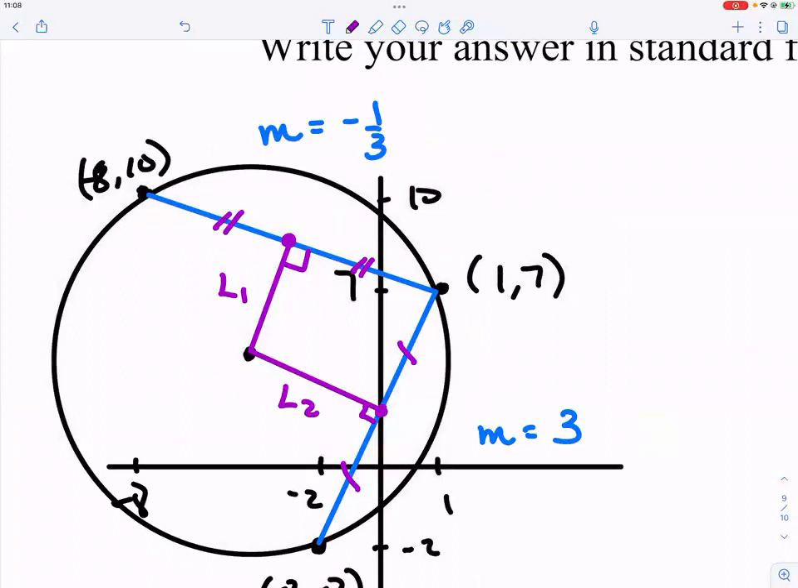So I'm going to ask something. Hey guys, do you think you can tell me the slope of L1? I would say, yeah, because it's perpendicular, right? So it must be the negative reciprocal of the blue line. So the slope of this L1 must be 3.